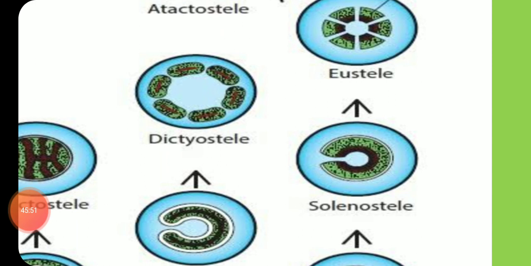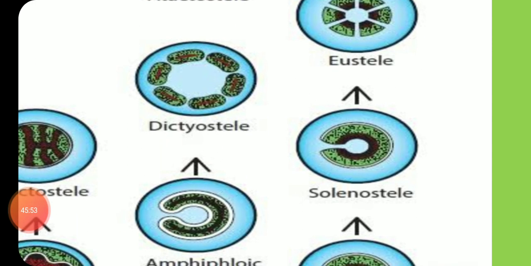That is called ectophloic solenostele. And then amphiphloic solenostele: the pith is at the center and phloem is on both sides of the xylem. Amphi means the xylem is at the center and phloem is present on both sides. Example, Adiantum pedatum is a good example for amphiphloic solenostele.